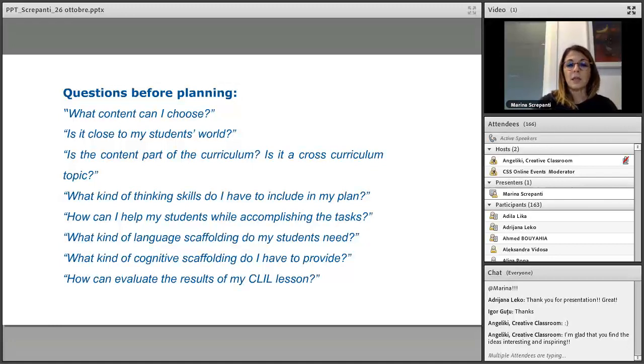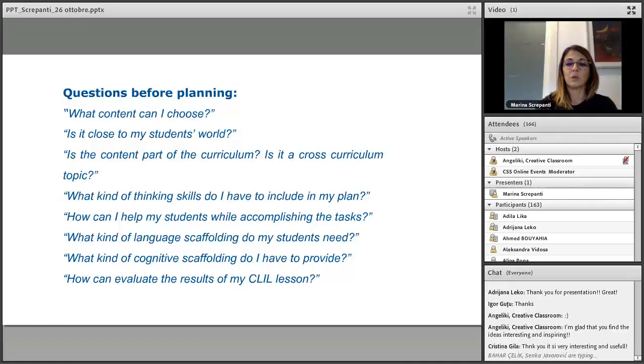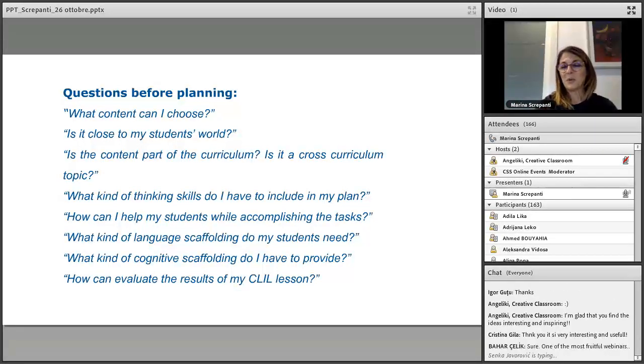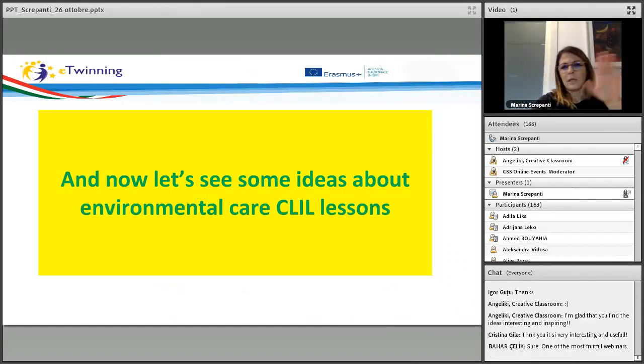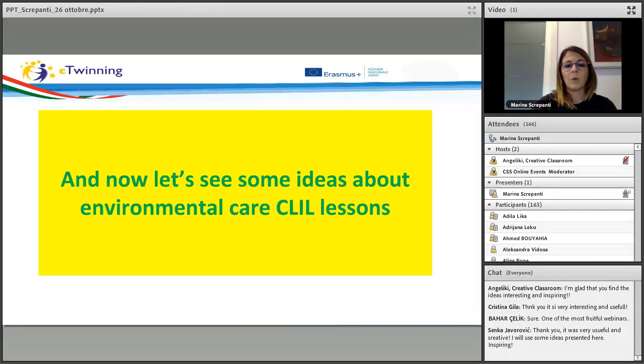What kind of thinking skills do I have to include in my plan? How can I help my students while accomplishing the task? What kind of language scaffolding, content scaffolding do I have to plan? And how can I evaluate the results of my CLIL lesson? The evaluation is something that is normally very difficult, but you can also plan the evaluation. Okay, these are the verbs that I showed you before. And now let's see some ideas about environmental care CLIL lesson.